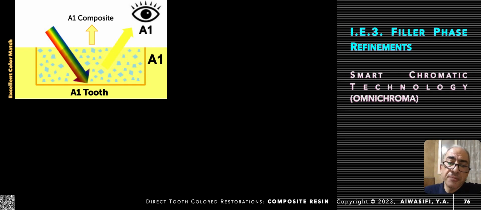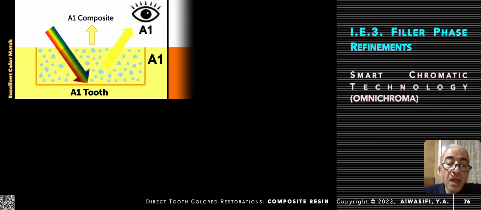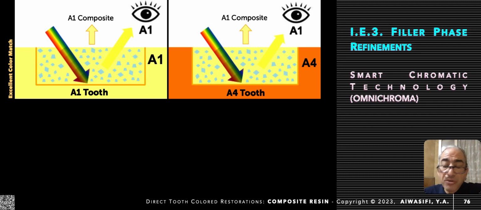Then if you insert a composite of A1 into a tooth with shade record A4, again the game is played by the color modifiers of the resin, not your filler. The filler has no role in this condition. It will also reflect the color of A1 while the tooth is A4, and this is considered a poor color match.